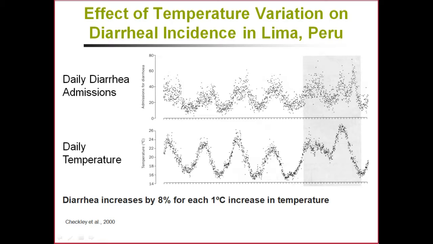Now, this information, what does that mean in terms of public health interventions? It means that if we forecast an increase of temperature by 2 degrees Celsius, we expect an increase of 16% of diarrhea cases, diarrhea admissions in our facilities. Now, if an area has been forecast to have decreased temperature, it means that diarrhea cases will decrease.